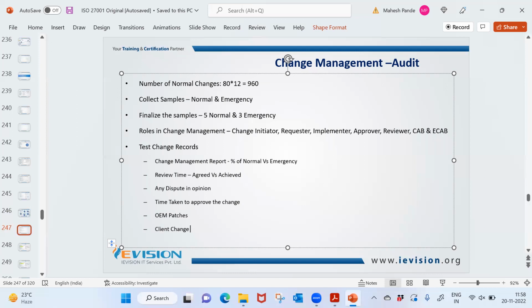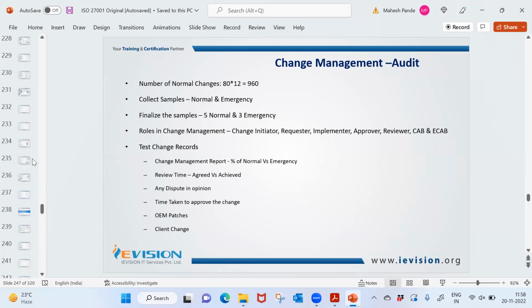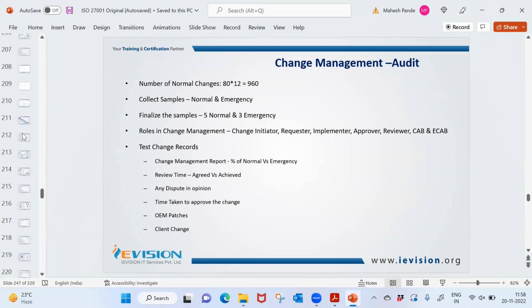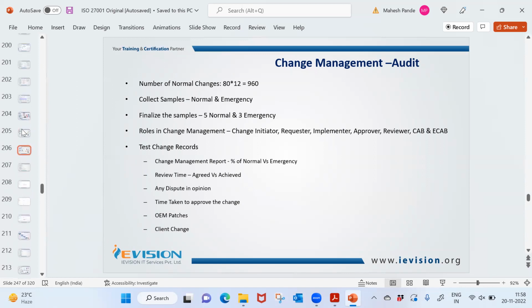Is that okay? So ultimately, you will be focusing on, if you recall yesterday, all of you, that we did discuss how this audit works. I have taken an example. I'll come to page number 247. I have taken a very simple example for all of you to understand, and I'll just show you that.